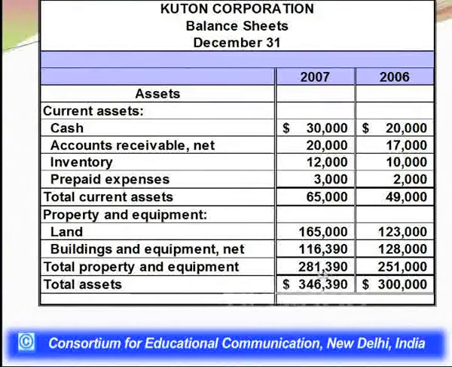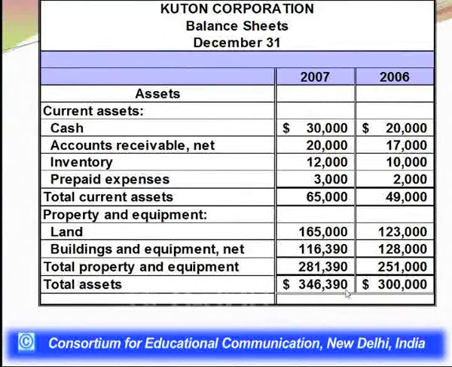I am putting the cursor so that you could catch the value I am referring to. 281,390 is the total value of the property, plant and equipment, which we call PPE, for this company, Q-Turn Corporation Limited. If we sum up the two things, this 65,000 here and this 281,390 here, which is the PPE value, the total of these two figures is 346,390 for 2007.